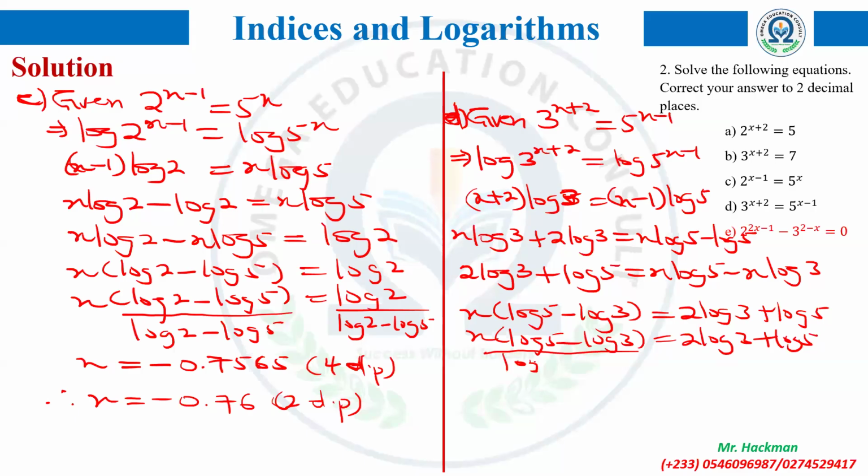So over log 5 minus log 3, over log 5 minus log 3. In this case, we are going to get x to be equal to... I'm waiting for the 4 dp approximation.